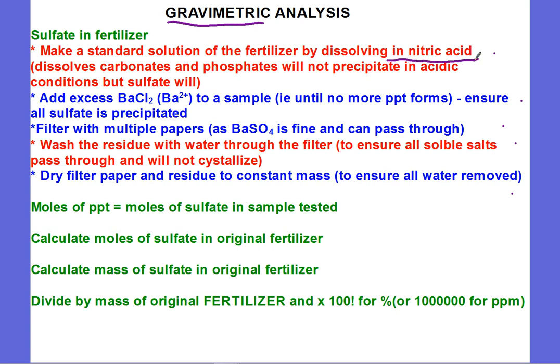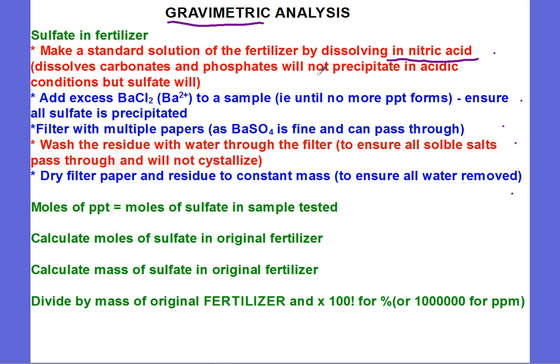And the point of dissolving in nitric acid was, well, it helped to dissolve, but it will dissolve any carbonates, and any phosphates there won't precipitate in acidic conditions. So it's going to help us later on. That means only sulfates can precipitate, nothing else will precipitate. Because what we're adding is barium. And if there were any carbonates and phosphates in our solution, barium would precipitate with them as well, therefore producing barium carbonate, barium phosphate, and barium sulfate. When we weighed it, we'd weigh them all together, and we'd be thinking they're sulfate when they're not. So adding nitric acid, the carbonates dissolve and bubble out of solution, the phosphates can't precipitate with barium, and therefore we can only precipitate the sulfate.